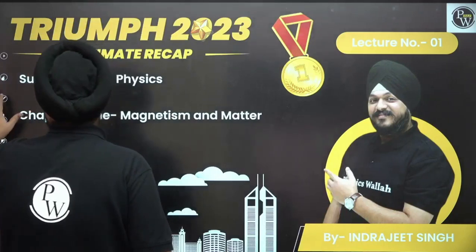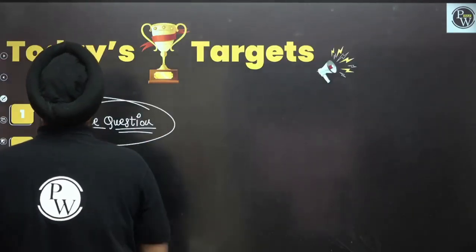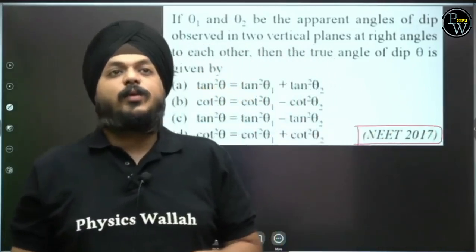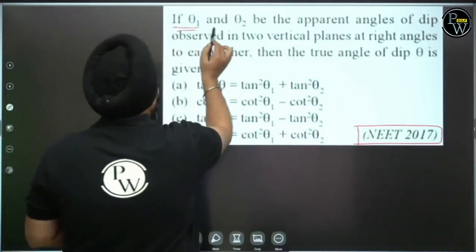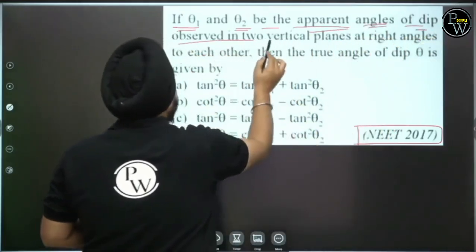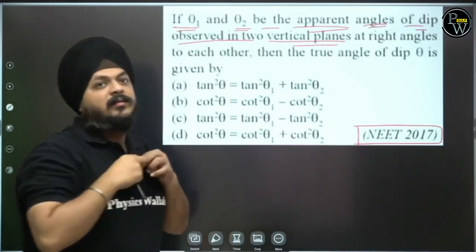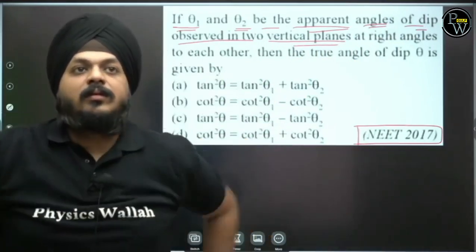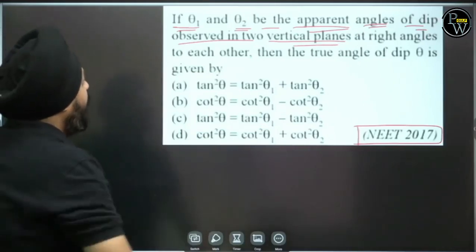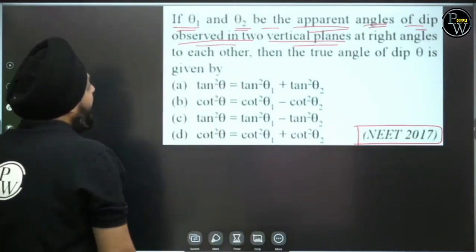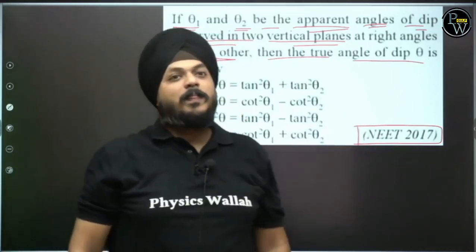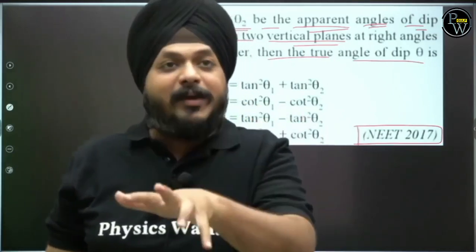The agenda of today's lecture is the practice question, as usual. This was asked in NEET 2017. If theta 1 and theta 2 are the apparent angles of the dip observed in two vertical planes at right angles to each other, then the true angle of the dip will be what? Again, we are going to repeat the concept of apparent dip and true dip.